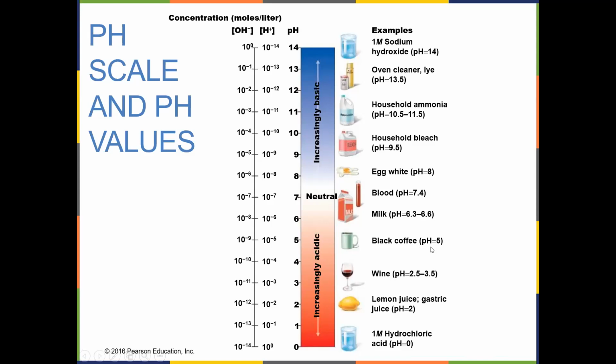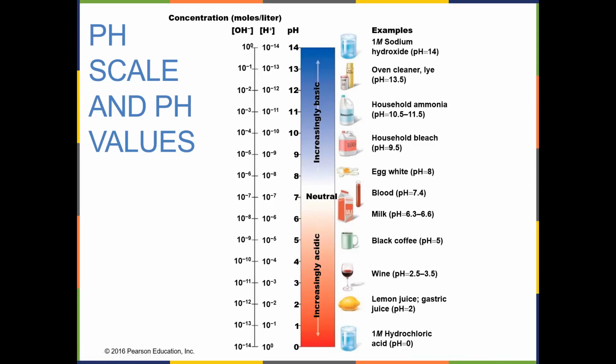Coffee has a pH of 5. Wine has a pH of 2.5. Stomach acids are around a pH of 2, and hydrofluoric acid is between 0 and 1. Up here, ammonia is about 11. Oven cleaner is around 13. Sodium hydroxide is around 14. Egg whites are slightly basic, pH of 8. So a lot of things that we encounter are going to have a pH here.